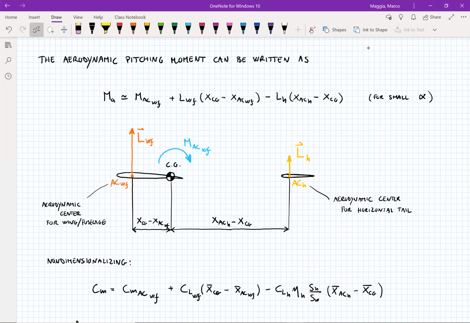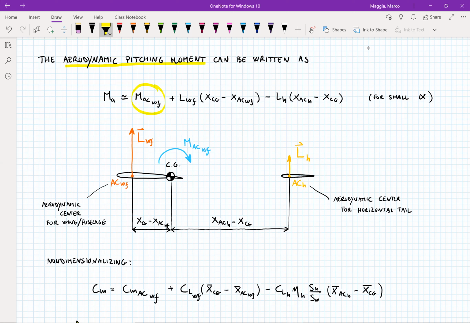Okay, so now always talking about the pitching moment, and in particular about the aerodynamic pitching moment, let's see how that can be divided. We can write it down as the sum of three terms. So we have a pure torque created by the wings and the fuselage. We're going to call it MACWF. So it's an aerodynamic pitching moment caused by the wings and the fuselage.